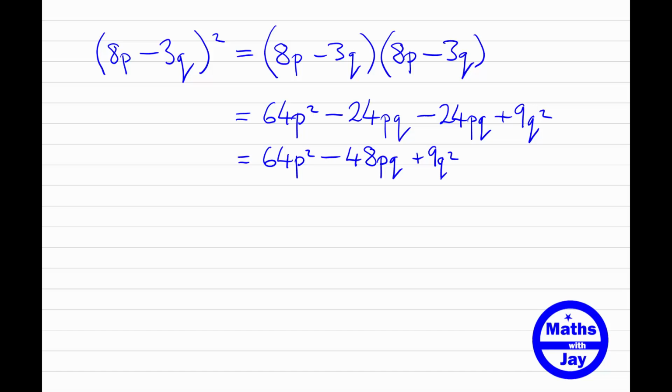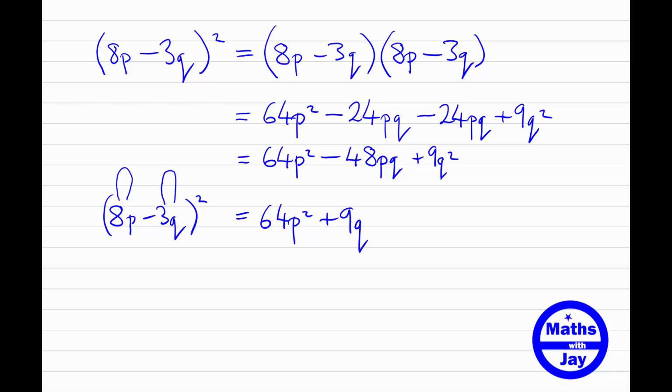Now another way of thinking about this, once you're happy with the basic method, is it is Easter time after all, isn't it? We can think about writing this out. We still need to have a square there, don't we? We can think about writing this out so it looks a bit like a bunny. So we've got the 8p multiplying itself, 8p times 8p, 64p squared. We've got the minus 3q multiplying itself, so we've got the plus 9q squared.